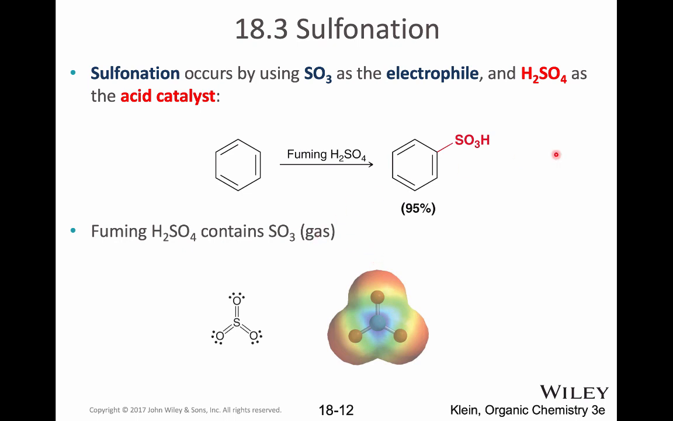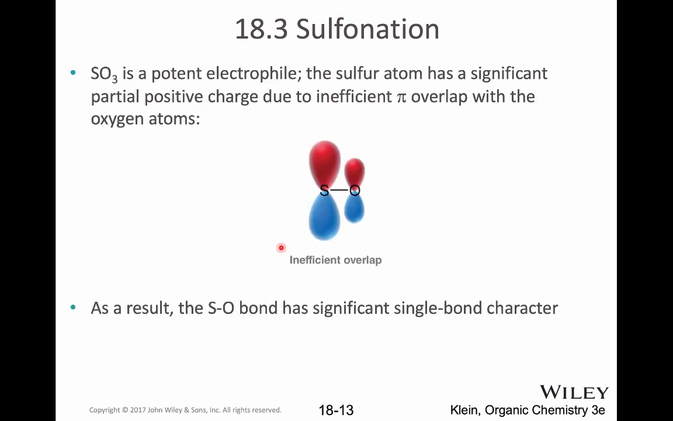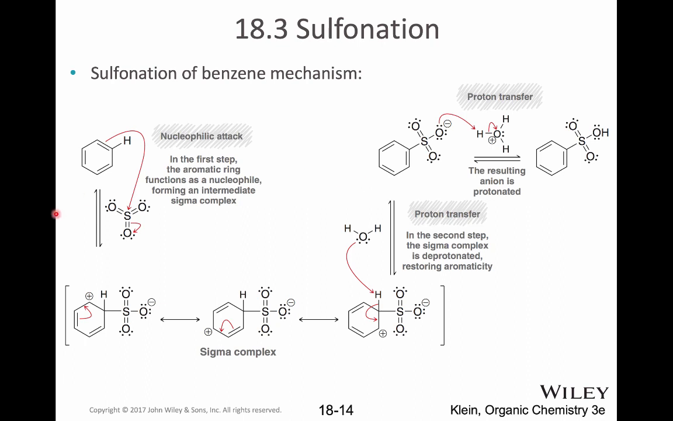So for example, I can replace a hydrogen with a sulfonic acid group if I use fuming sulfuric acid. Fuming sulfuric acid contains sulfur trioxide. In that sulfur trioxide, there's this kind of overlap where there's a really big p orbital on the sulfur, and so they don't overlap all that well. What that means is that sulfur ends up having a really big empty p orbital. So I have sulfur trioxide, and the sulfur of the sulfur trioxide is electrophilic.